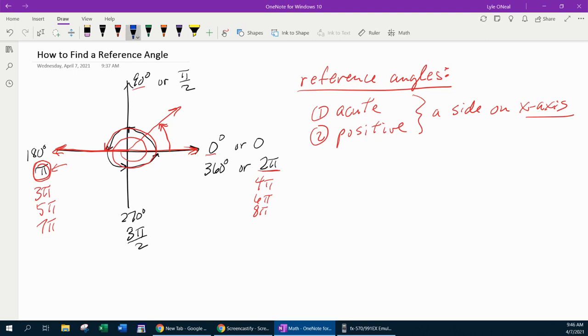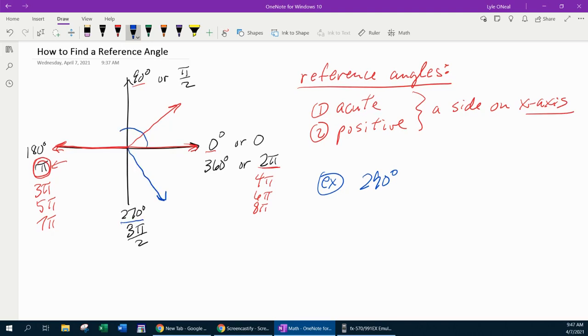So let's look at some examples. Okay, let's start with 290. And I'm just making these up to show you how the reference angle works. The first thing you want to do when you're given an angle and you're asked to find a reference angle, you want to figure out in which quadrant your angle lies. So notice 290 is a little bit bigger than 270. 290 would be in quadrant 4. It's a little bit past 270.